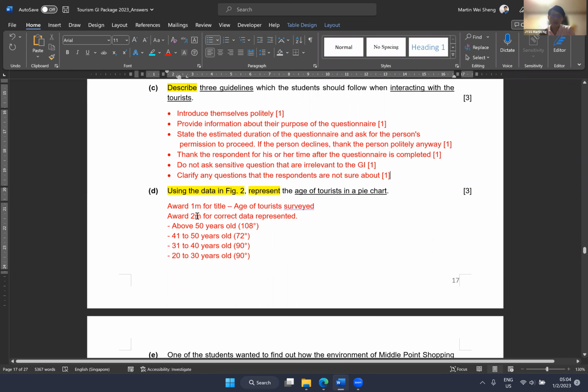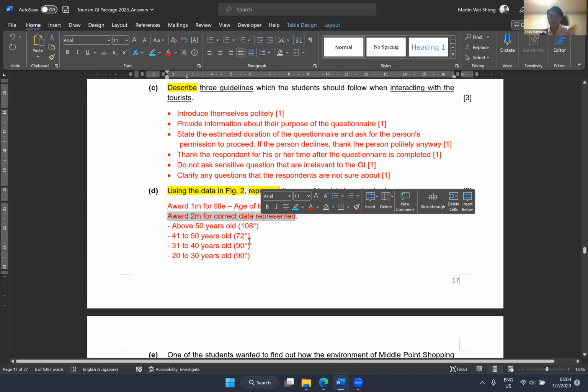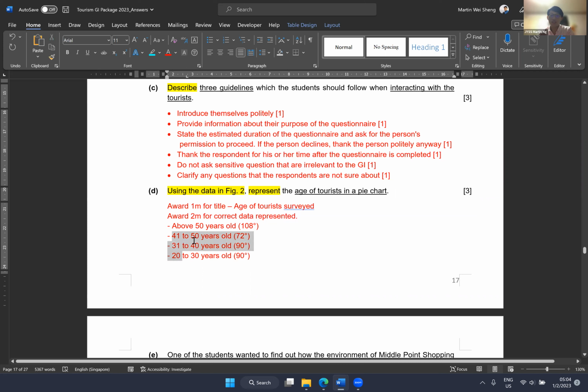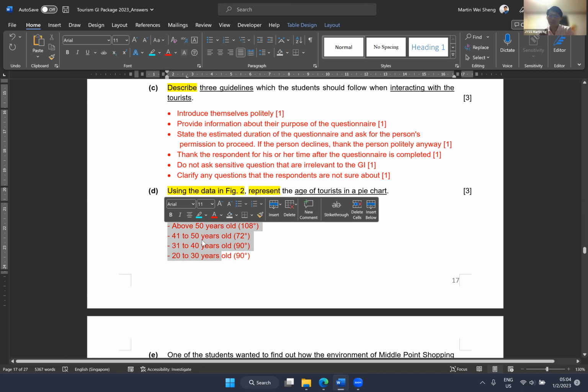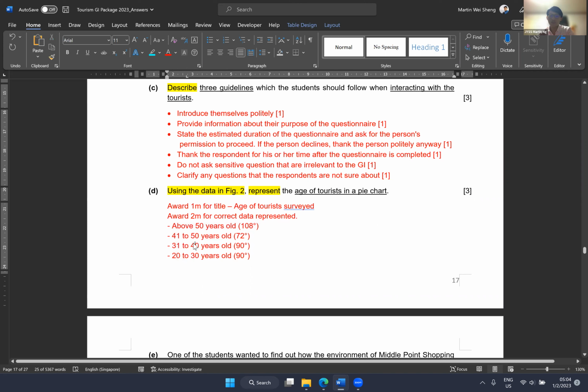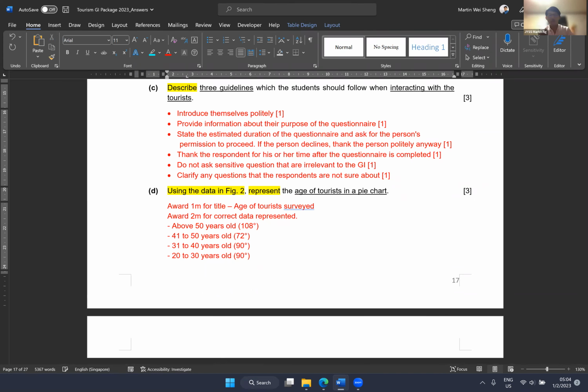Okay. So title, right? You can come up with something related to age of tourists. For example, you can say pie chart of the age of tourists surveyed. And then award 2 marks for the correct data representation. So make sure that each of these categories has a different color. Okay, so the 20 to 30 years old could be the darkest shading, then the 31 to 40 years old could be a bit lighter shading and so on. Right. So this would be 90 degrees, 72 degrees, 108 degrees. So how do we get these degrees over here? Very simple.